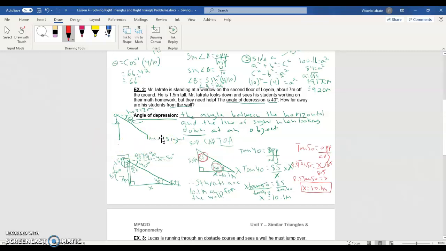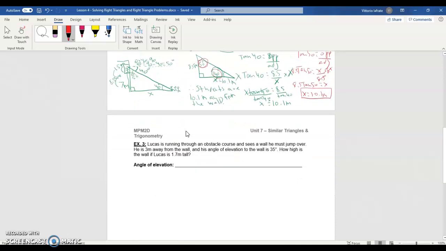We're going to have another definition, and then after our definition, we're going to solve the problem. So Lucas is running through an obstacle course and sees a wall he must jump over. He is 3 meters away from the wall, and his angle of elevation to the wall is 35 degrees. How high is the wall if Lucas is 1.7 meters tall?